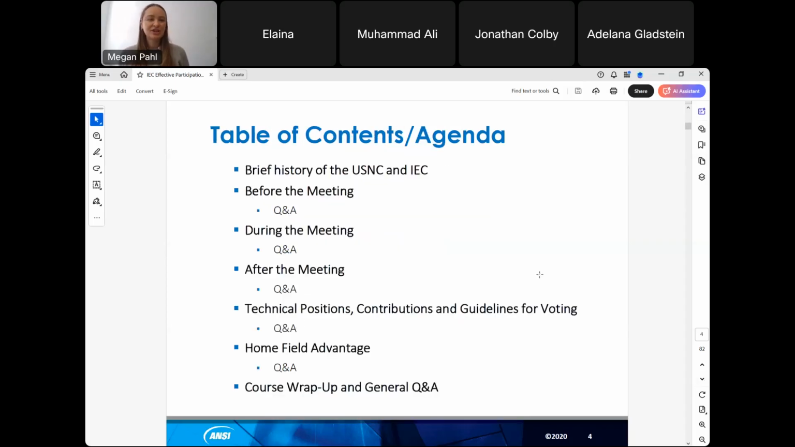All right, so today's agenda, as you can see here, we'll touch on a handful of items. We'll briefly cover the history of the USNC and the IEC. We'll talk about how you can best prepare before the meeting. We'll talk about best practices during the meeting and then any responsibilities or follow-up after the meeting. We'll also cover technical positions, contributions, consensus, voting guidelines, and then finally, we'll do a piece of information about hosting meetings in the US and then allow for some questions at the end.